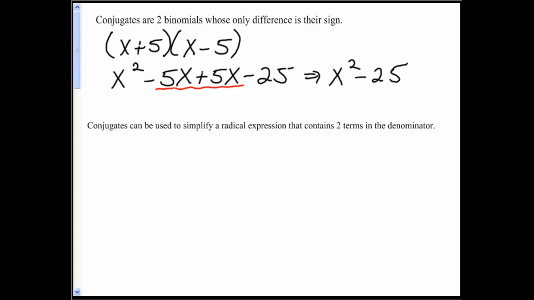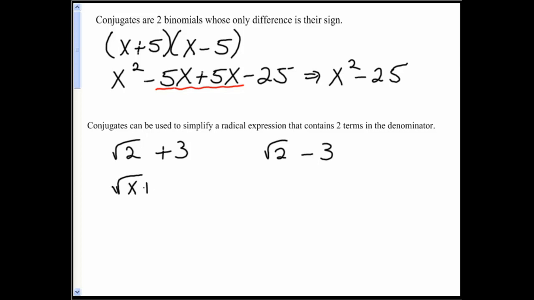So conjugates can be used to simplify a radical expression that contains two terms in the denominator. So let's look at some conjugates. For example, radical 2 plus 3, its conjugate would be radical 2 minus 3. So now we're looking at conjugates with radicals in them.